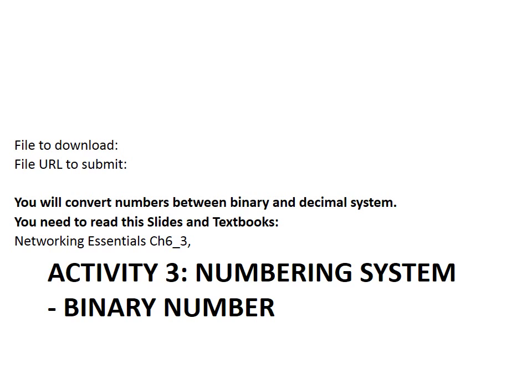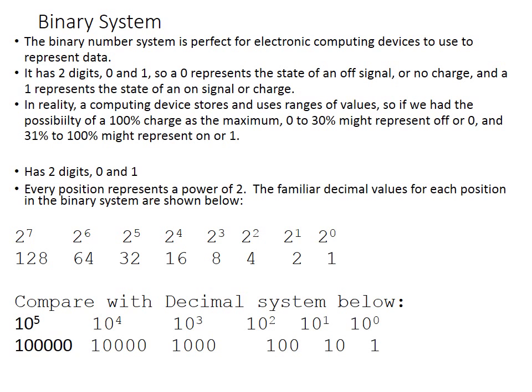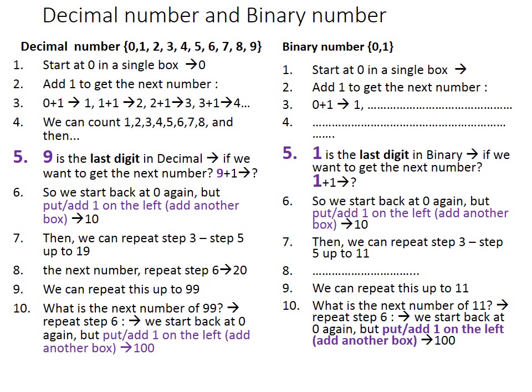In this activity, you will practice binary numbers. The binary number system is perfect for electronic computing devices to use to represent data. It has 2 digits, 0 and 1, so a 0 represents the state of an off signal, or no charge, and a 1 represents the state of an on signal or charge. In reality, a computing device stores and uses ranges of values, so if we had the possibility of a 100% charge as the maximum, 0 to 30% might represent off or 0, and 31% to 100% might represent on or 1.